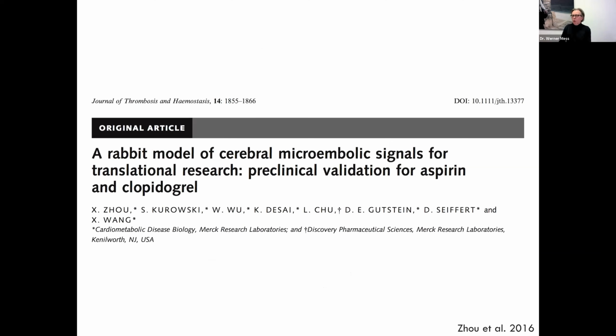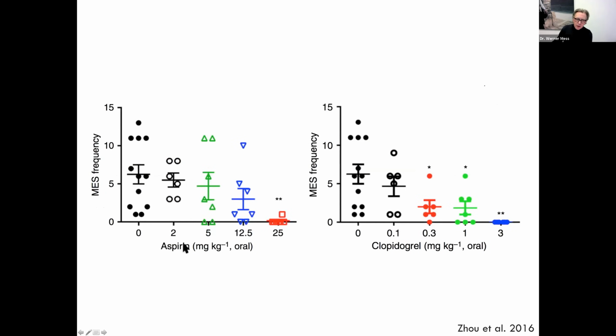So you could wonder, why is it possible? Because the patients usually have aspirin preoperatively. So if we administer aspirin again, why does it work? Well, this is a paper using an animal model, actually a rabbit model, and what they found for aspirin and for clopidogrel was a clear-cut dose relationship. So the higher the dose, the lower the frequency of microembolic signals. So this is the reason why this very high dose of 500 milligrams aspirin, which we repeat once if necessary, is helping.